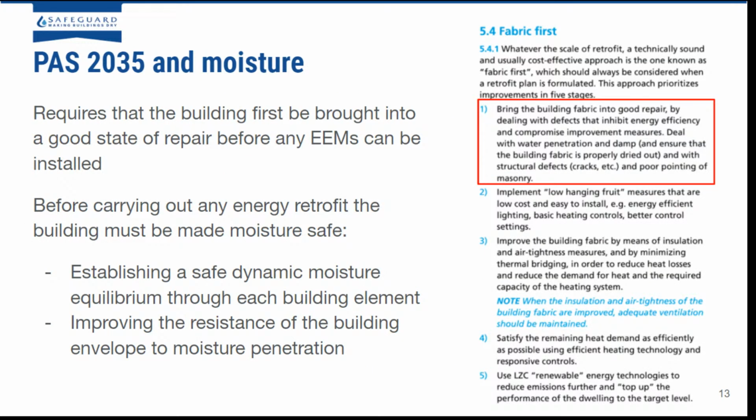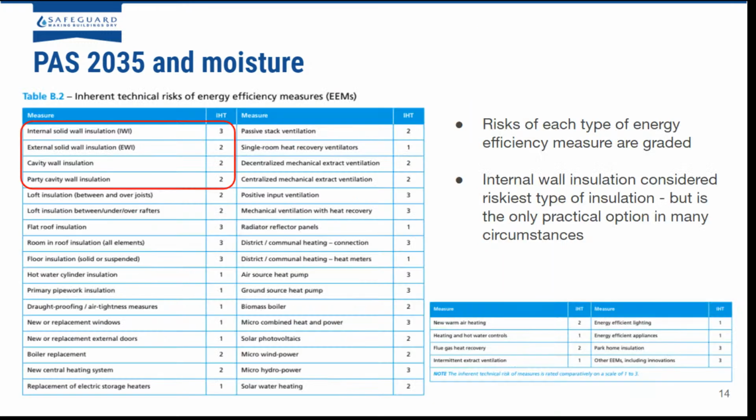Okay, so one of the main things that PAS 2035 focuses on is moisture. It requires that the building is first brought into a good state of repair before any energy efficiency measures can be installed. So before carrying out any energy retrofit, the building must be made moisture safe by establishing a safe dynamic moisture equilibrium through each building element and improving the resistance of the building envelope to moisture penetration. And I'll talk a bit about how to practically achieve that in the second half of the presentation.